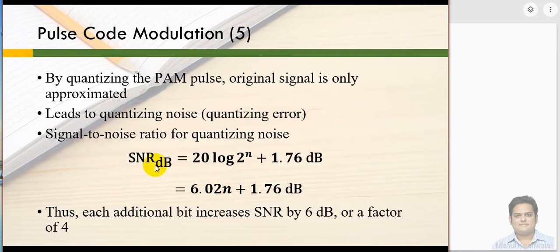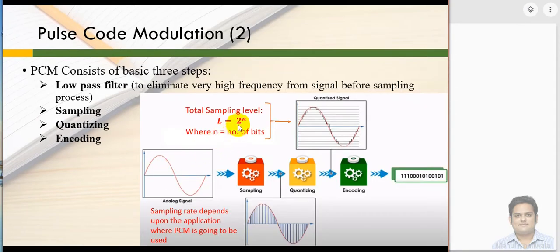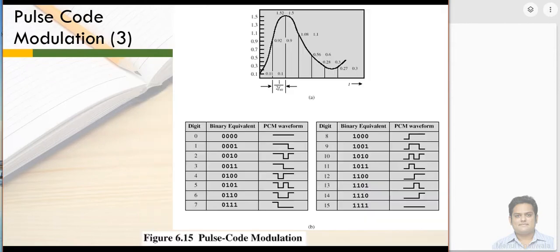This is directly proportional. If I increase the n value, that is the number of bits, it will also increase my SNR value. And if I am increasing the SNR value, that means I am having a quality signal. That is what is desired from the receiver side, right?